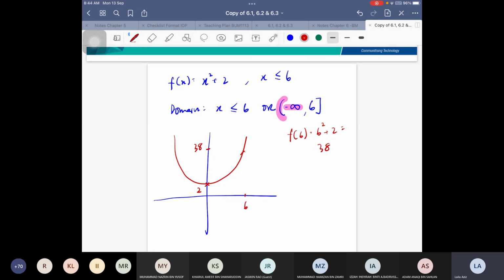Okay, so sekarang bila kita nak refer range value, kita tak nak ambil semua graf ni. Kita hanya nak tengok bila x lebih kecil daripada 6 saja. So ni, kat sini je. So graf kita pula ni. So this is our graph bila x lebih kecil atau sama dengan 6.